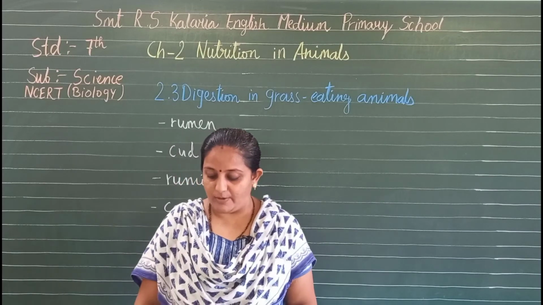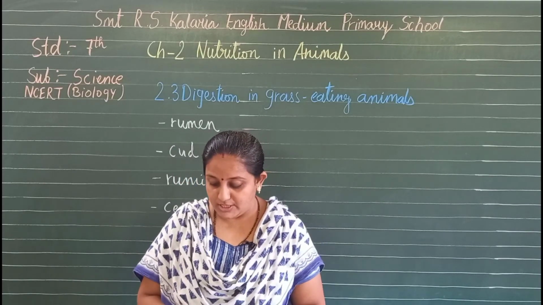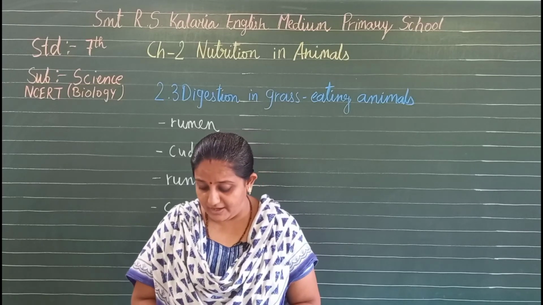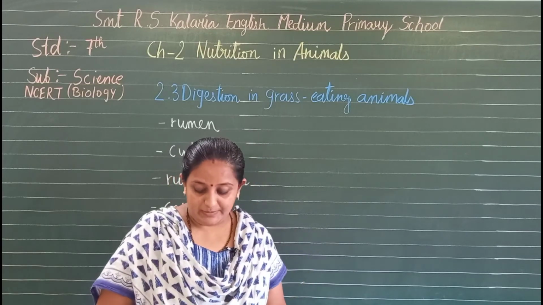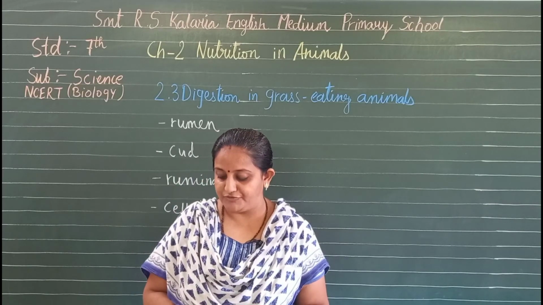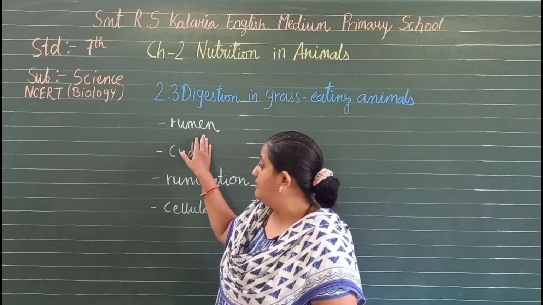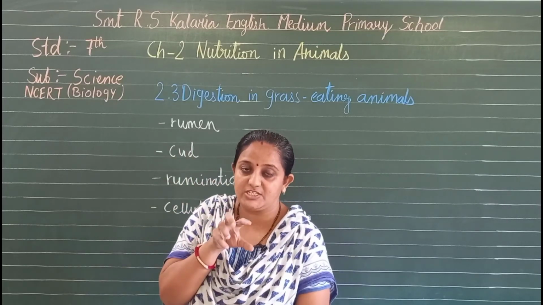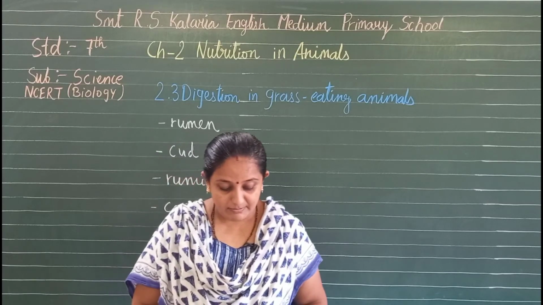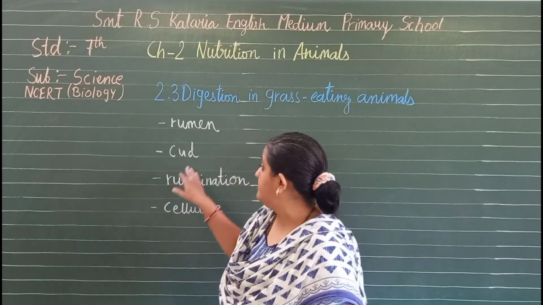Now have you ever observed cows, buffaloes and other grass-eating animals chew continuously even when they are not eating? Actually, they quickly swallow the grass and store it in a part of the stomach called the rumen. वो स्टमक का एक पार्ट होता है जिसको बोलते हैं रूमेन, वहाँ पे वो स्टोर कर लेता है. Here the food gets partially digested, which is known as cud.